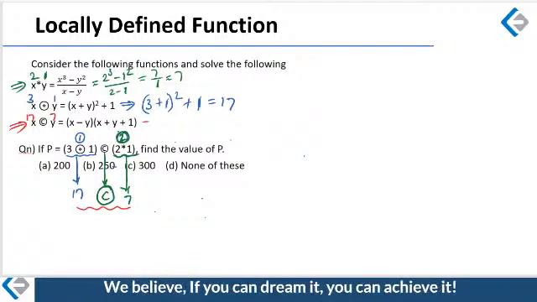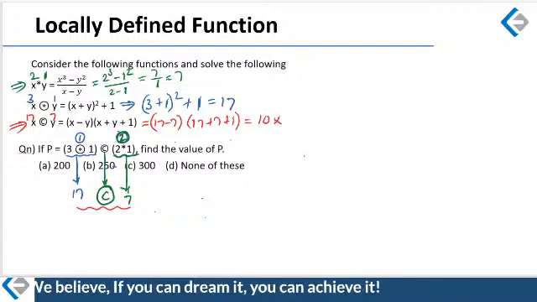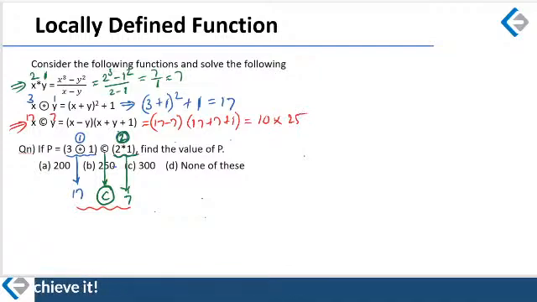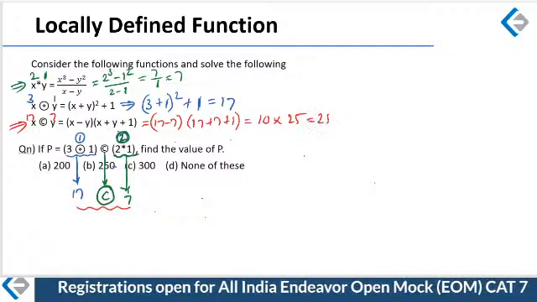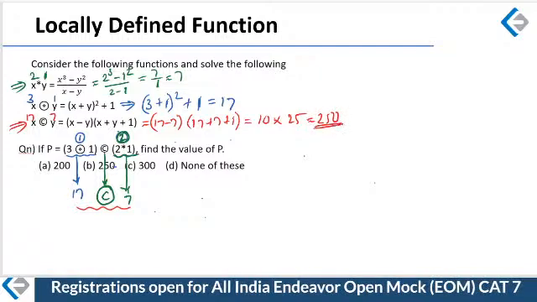So therefore, you will substitute in this x minus y, that is 17 minus 7, and then 17 plus 7 plus 1. That's nothing but 10 into 25, which is nothing but 250. Therefore, my final result on this particular question is nothing but 250.